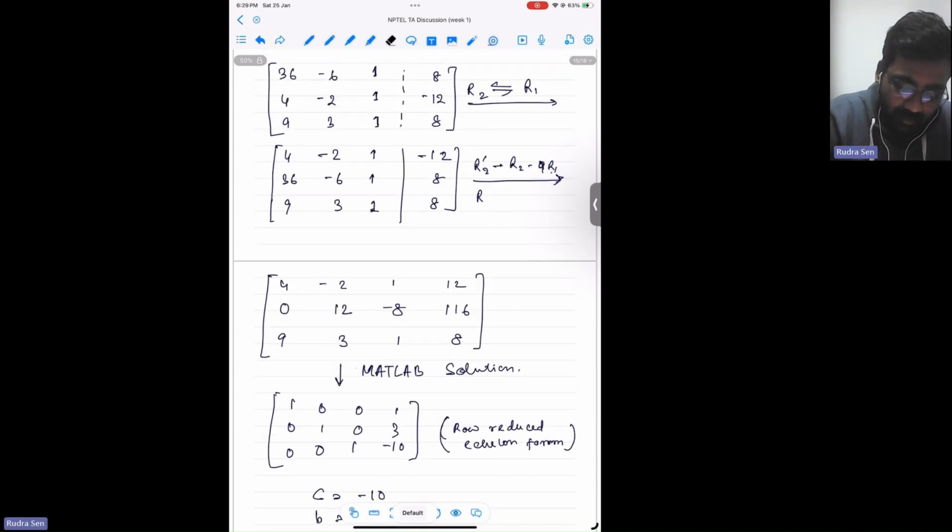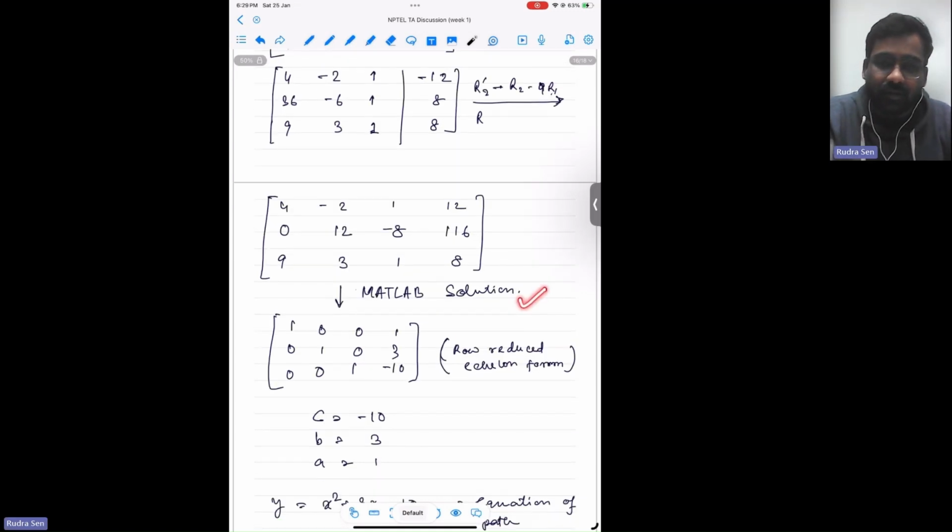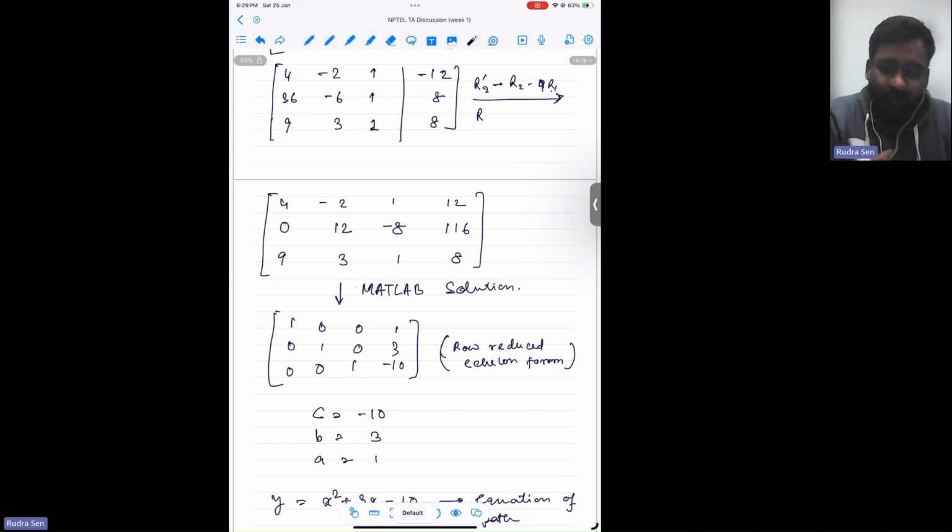So here I have done this solution using MATLAB. As I've already told you, there is an RREF command in MATLAB. So I have solved this equation using RREF just to reduce the computation time.